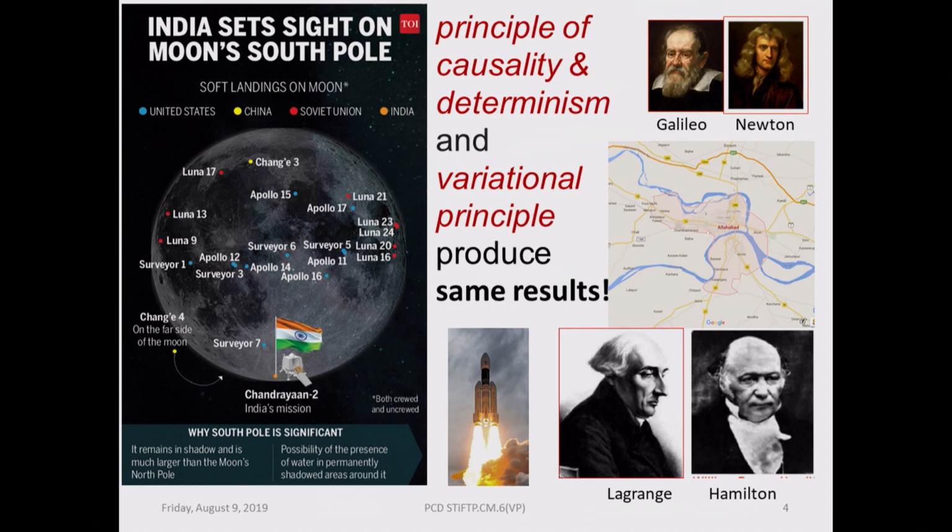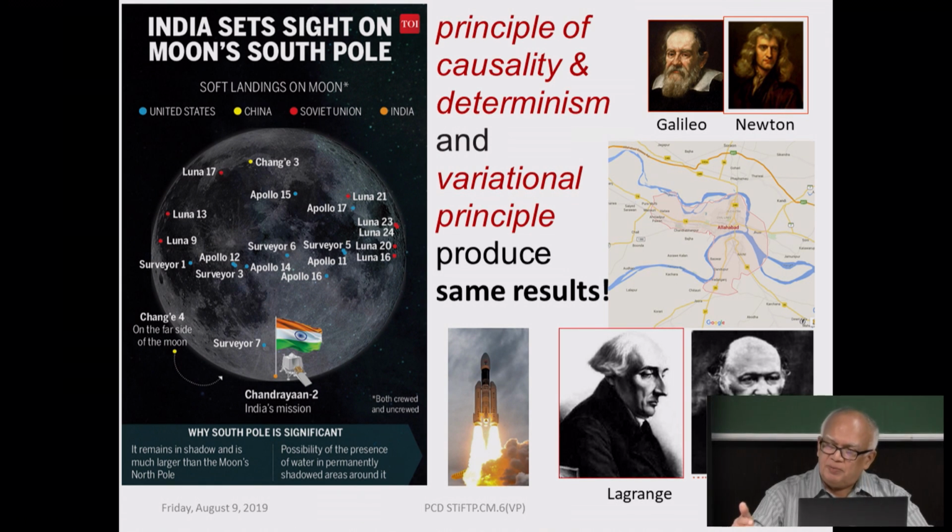Variational principle is an alternative way of providing that description. It is completely equivalent, it produces the same result, but it makes no use of the idea of force. So the principle of causality and determinism is totally abandoned in this approach. And this is really interesting, that you start with something very different, but you get the same result.